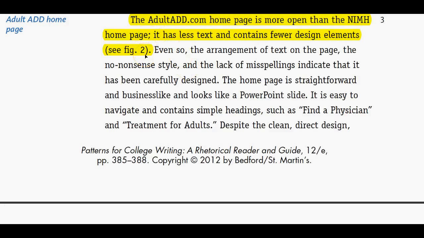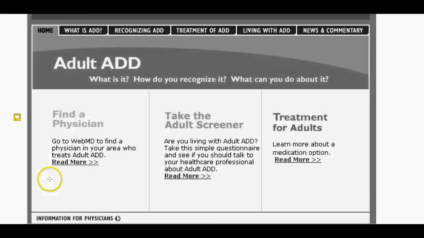Again, I'm jumping around here. The author also gave another figure for us to look at. So let's go look at the figure of AdultADD.com, a picture of its website. Here is a picture or a snapshot of the second website that the author is comparing.